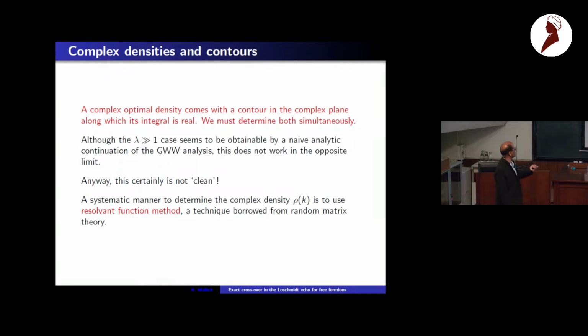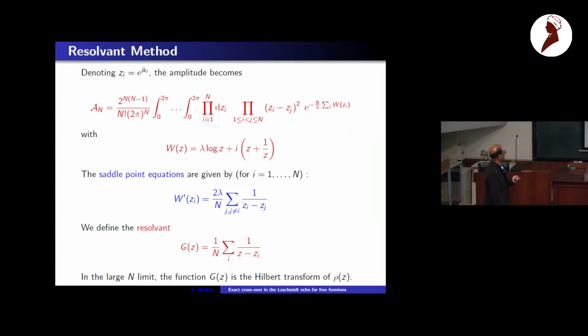So the way of getting clean results is to use another technique, again, very familiar to people who work in random matrix theory, which is called the resolvent function method or the loop equation method, which comes from RMT. So I'm going to go quite fast into it. Maybe if there are questions, I can explain further.